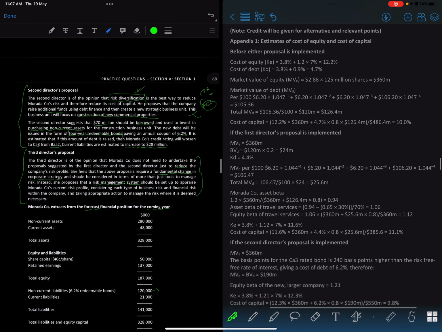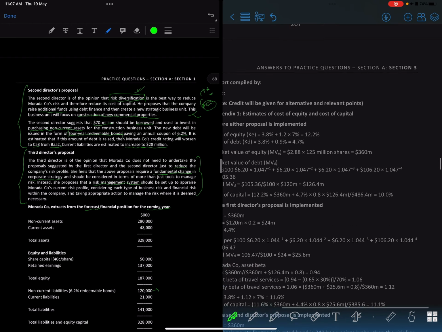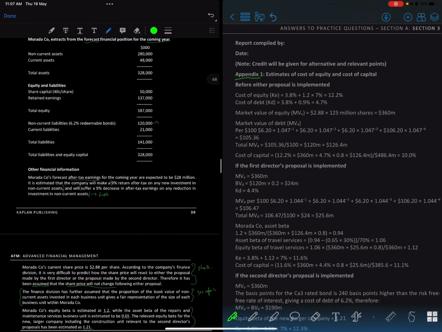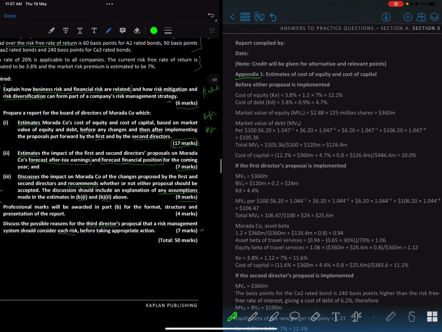Let's come to this. Basically we have the report, right? So let's just come to the appendix first of all. Appendix. So in the first question, what we are supposed to do is find the cost of equity and cost of capital under what? First director's proposal, second director's proposal. So this is for appendix 1, right? So cost of equity and cost of capital, right?